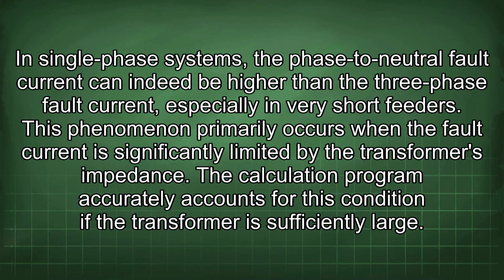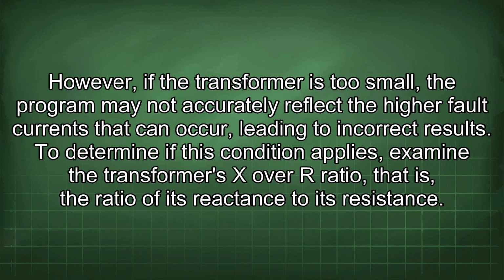In single-phase systems, the phase-to-neutral fault current can indeed be higher than the three-phase fault current, especially in very short feeders. This phenomenon primarily occurs when the fault current is significantly limited by the transformer's impedance. The calculation program accurately accounts for this condition if the transformer is sufficiently large. However, if the transformer is too small, the program may not accurately reflect the higher fault currents that can occur, leading to incorrect results. To determine if this condition applies, examine the transformer's X/R ratio, that is, the ratio of its reactance to its resistance.